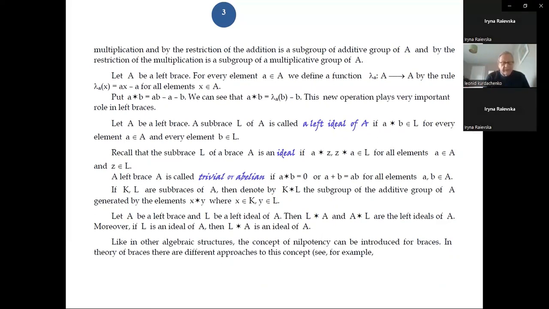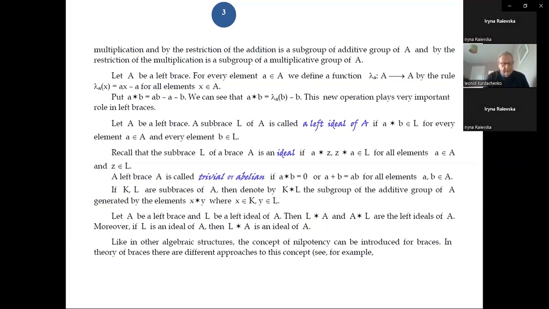A left brace A is called trivial or abelian if a * b is zero. This means that a + b is equal to ab, so both operations coincide. Next definition: if K and L are subbraces of A, then K * L denotes the subgroup of the additive group generated by the elements x * y, where x belongs to K and y belongs to L.